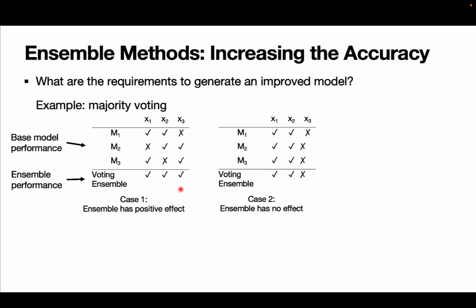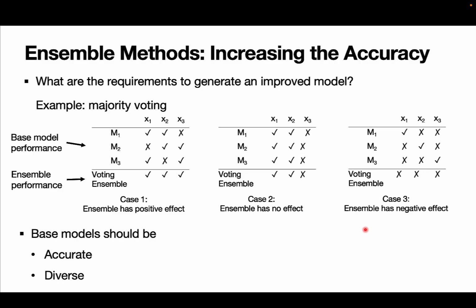In the second case, the ensemble had no effect. All models agreed on the first two instances, but they also collectively failed on the third. So the ensemble did not break ties or improve the outcome. It just replicated the models' shared decision. So running the model individually would have yielded the same result. The ensemble added no value here.